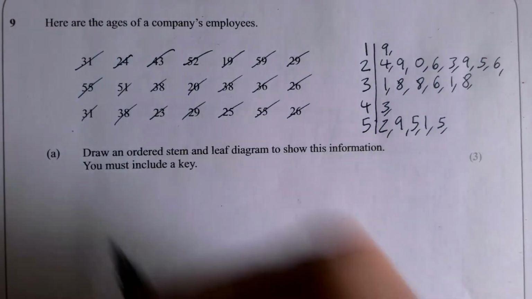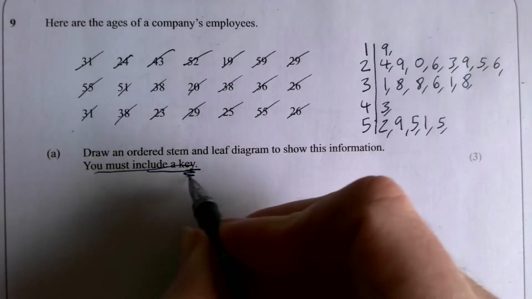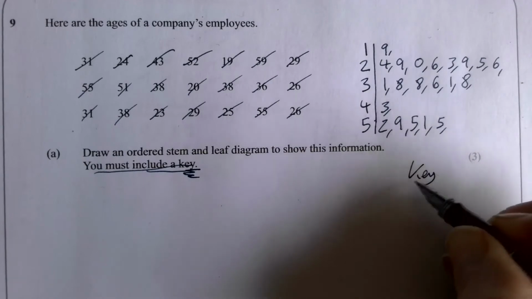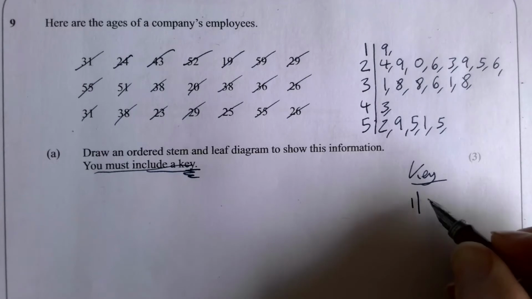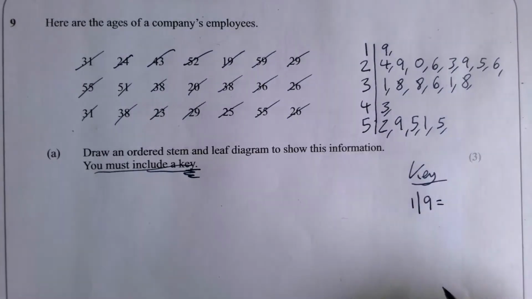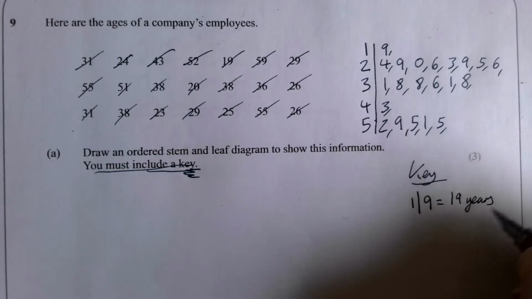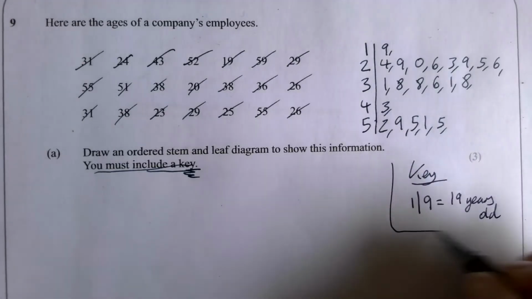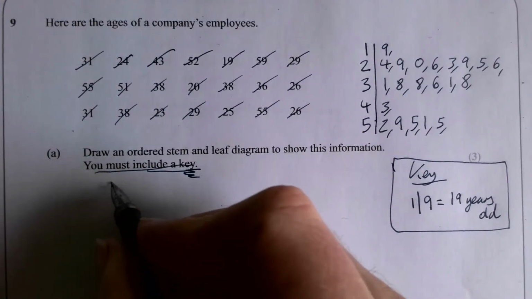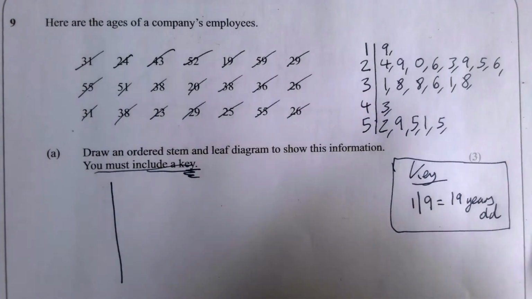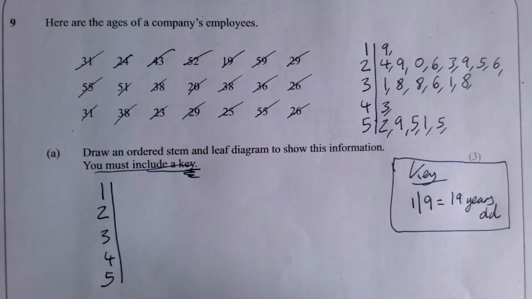So that's all good. And now I order it, but I remember I must include a key. So I'm going to put the key in first. Pick any value I like. I could just pick the first one. So that means 19, doesn't it? But 19 what? 19 years old. And there's my key.